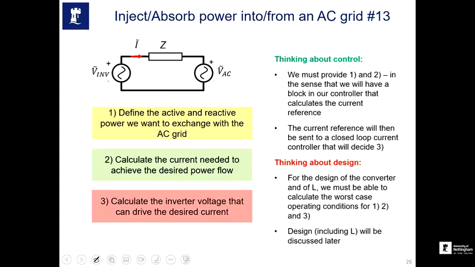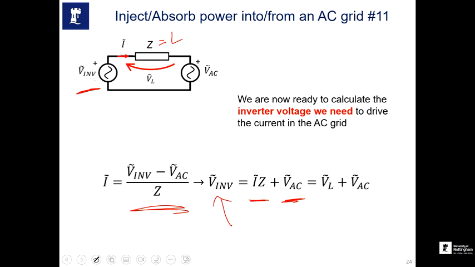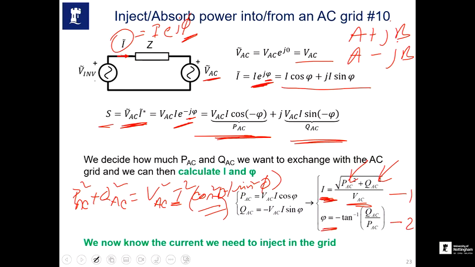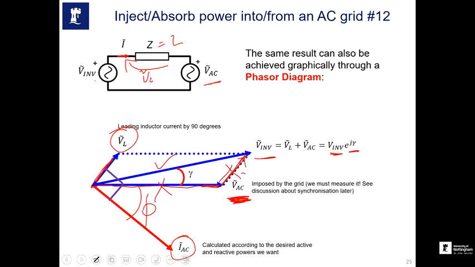So how do you do the control of this system? Basically, the first step is to define the active and reactive power we want to exchange with the AC grid, the P and Q. And based on the P and Q, we can calculate the current needed for the desired power flow. So basically, going back to this equation, we need the P and Q, and VAC is fixed. We can calculate the current I. So that's my second step.